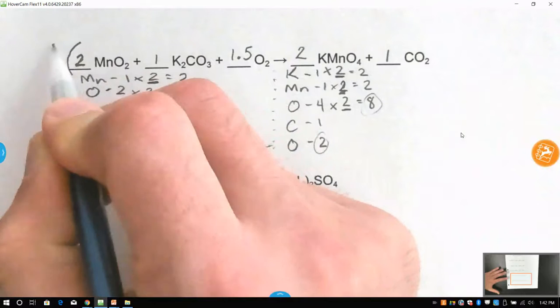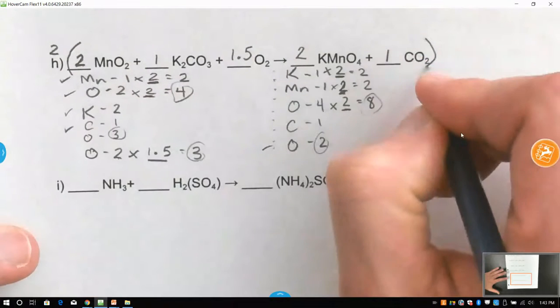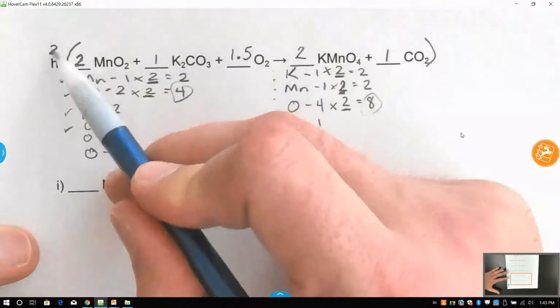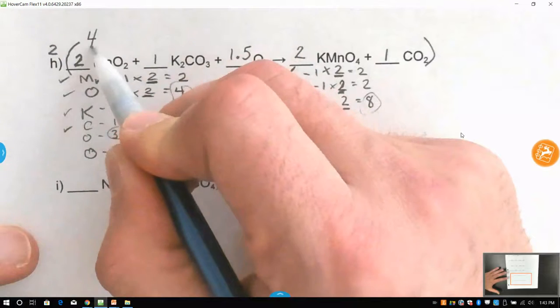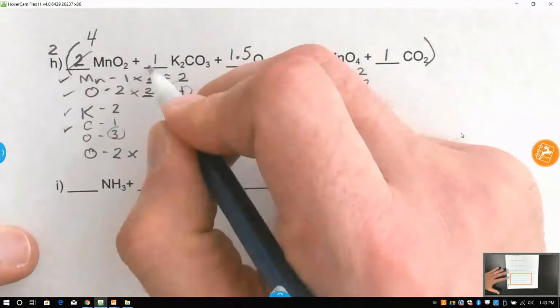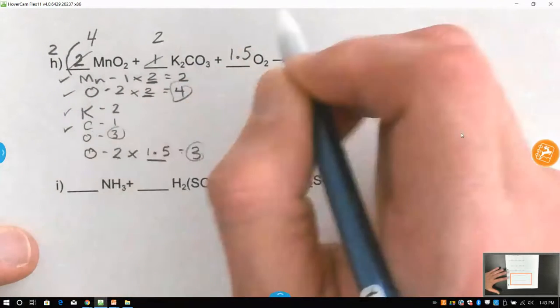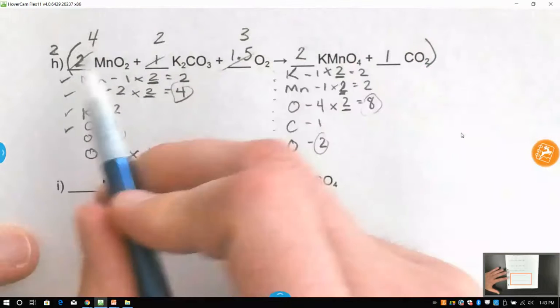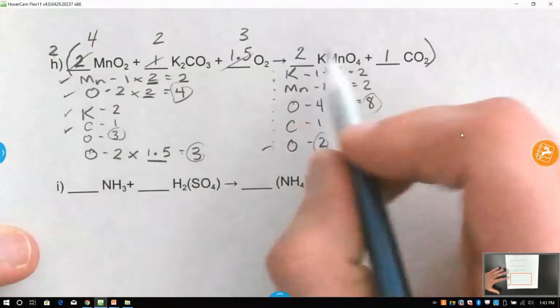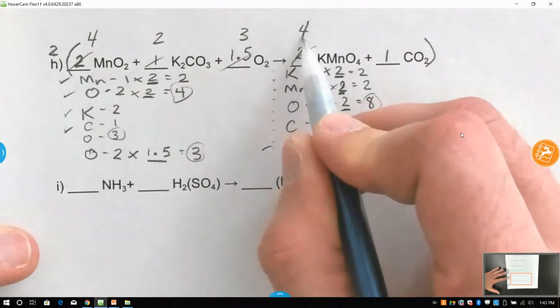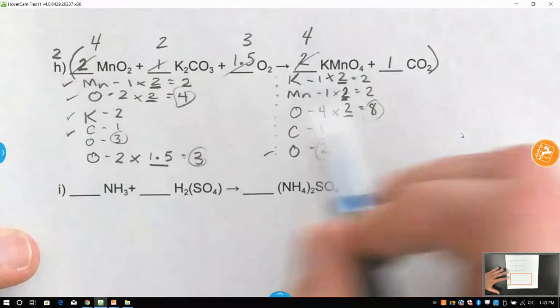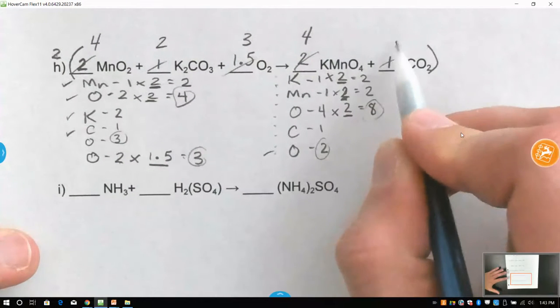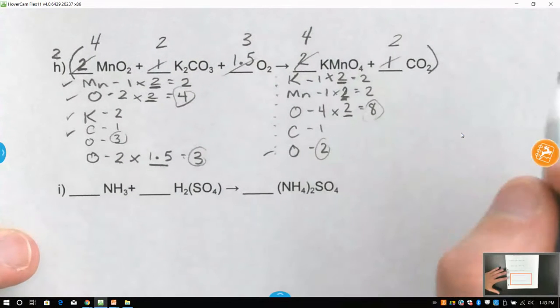So you would need to multiply all the coefficients by 2. So 2 times 2 becomes a 4. 2 times 1 becomes a 2. 2 times 1.5 becomes a 3. 2 times 2, a 4. And 2 times 1, a 2.